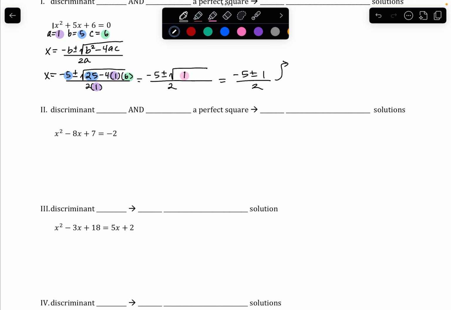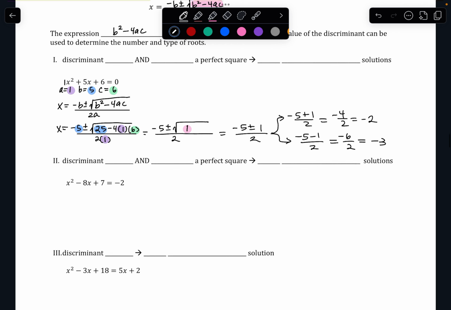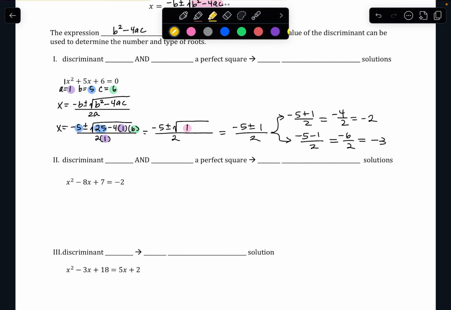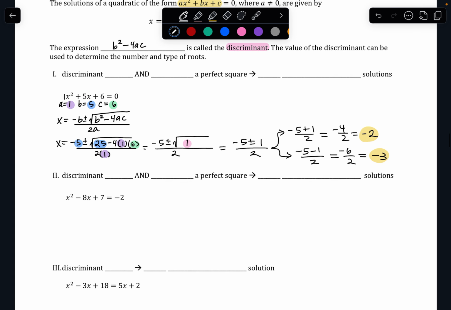And so we can break this into the 2 cases. We have negative 5 plus 1 over 2, and we have negative 5 minus 1 over 2. Negative 5 plus 1 is negative 4 over 2 is negative 2. Negative 5 minus 1 is negative 6 over 2, gives us negative 3. We end up being able to simplify all the way to 2 rational numbers.